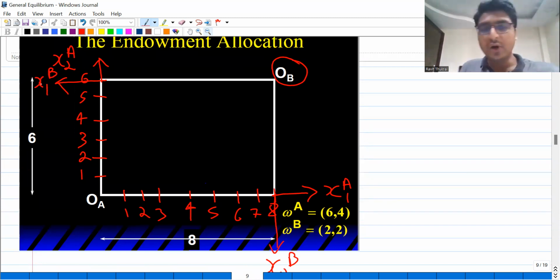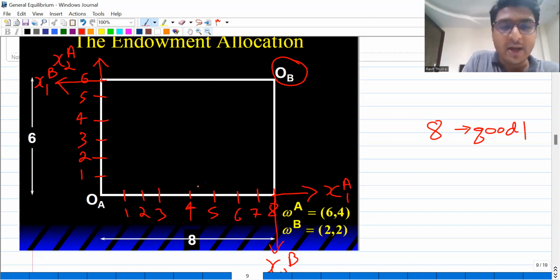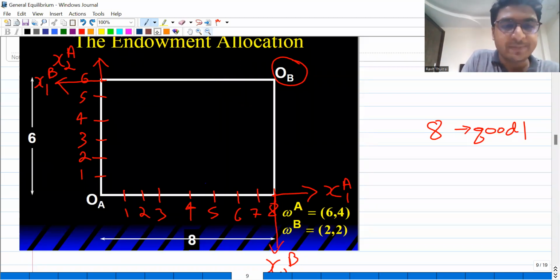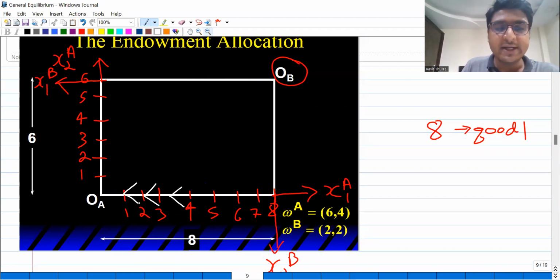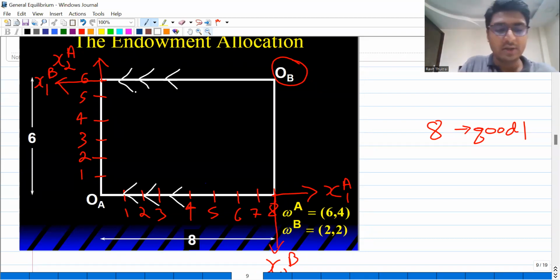Okay, so अगर टोटल इस इकोनॉमी के अंदर 8 यूनिट्स हैं गुड वन के, if you go in the rightward direction, then it will increase for A but keep decreasing for B. Similarly, if you move towards left direction, तो A के लिए गुड वन डिक्रीज हो रहा है but it will increase for individual B.